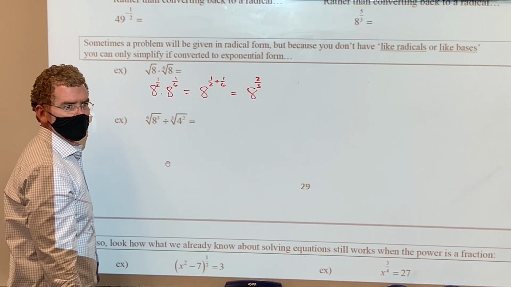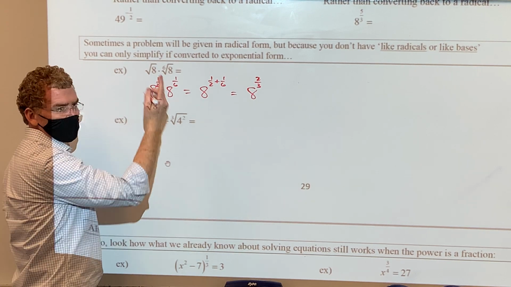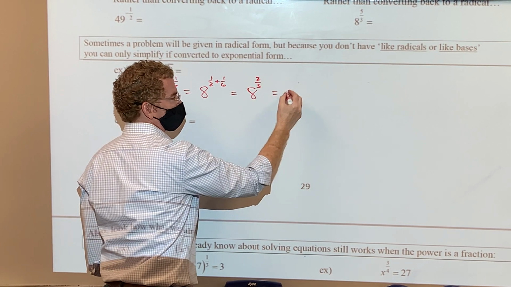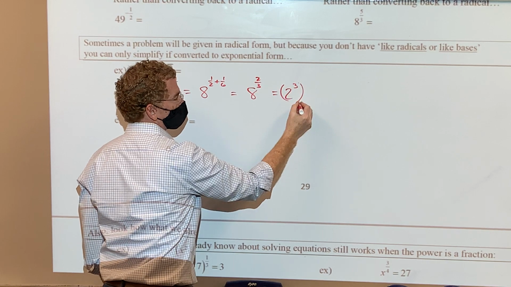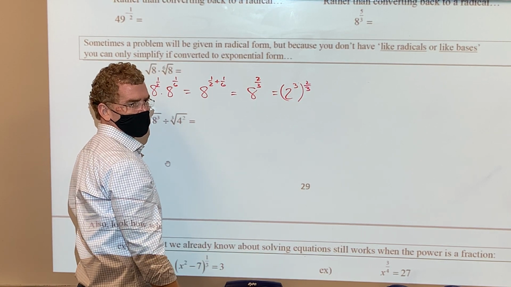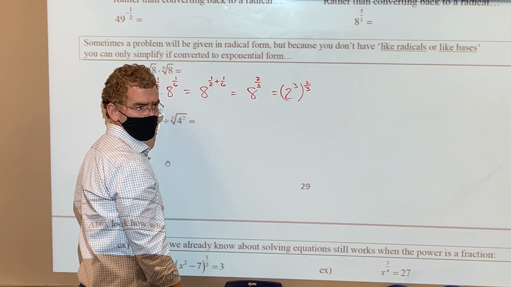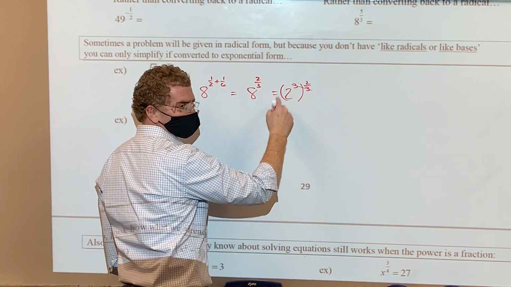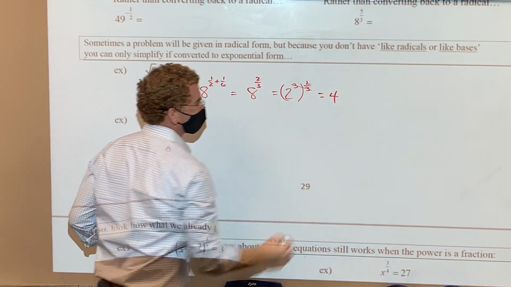Are you with me? And then I can just keep away from radicals all day now. What is 8 the same as? 8 is the same as 2 to the 3rd, all to the 2/3. And then what? Because 8 is 2 cubed, the 3s would cancel because power to a power you multiply, and you're left with a 4.